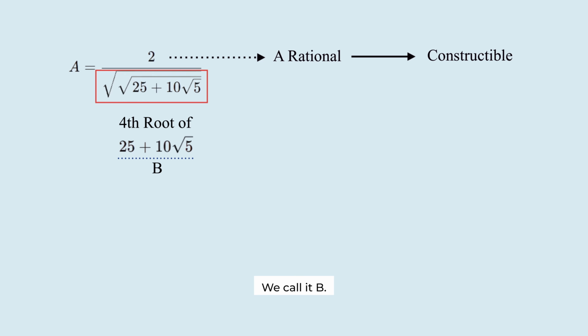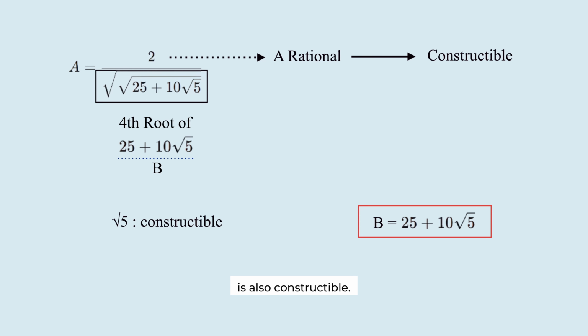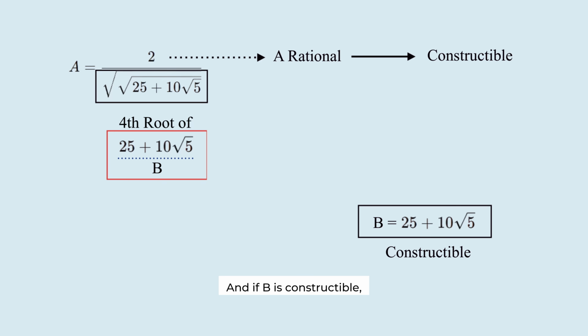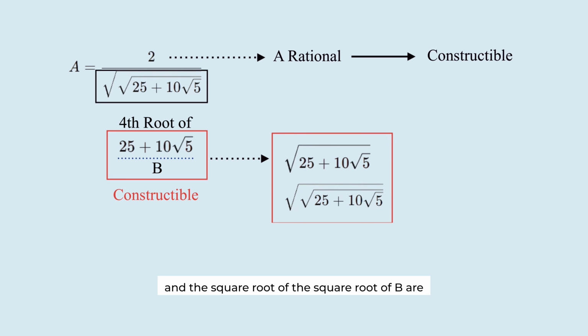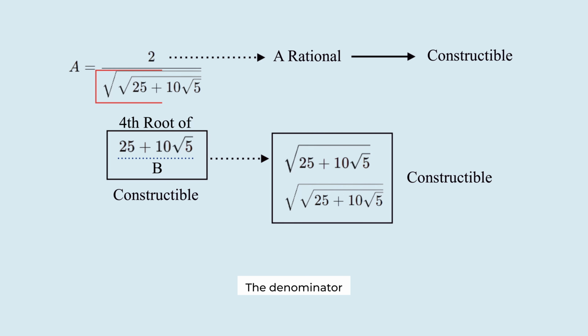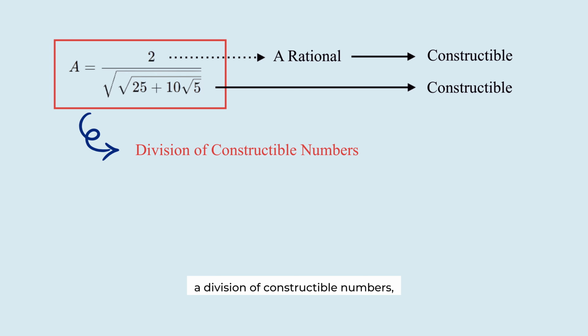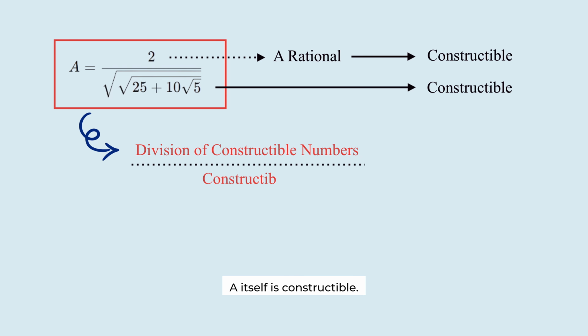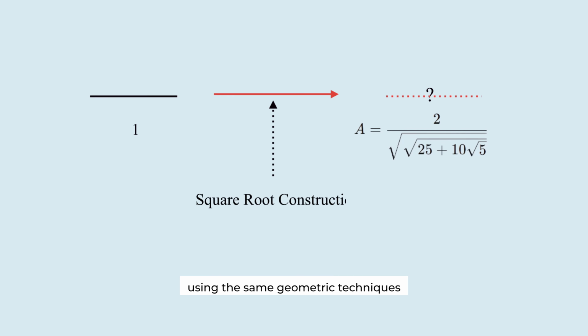We call it b. Since root 5 is constructible, b, which is made by adding and multiplying constructible numbers, is also constructible. And if b is constructible, the square root of b and the square root of the square root of b are constructible as well. The denominator is constructible too. Now, look at the number A again. A is simply a division of constructible numbers, which means A itself is constructible. Therefore, you can find the length of A using the same geometric techniques we used for the equilateral triangle.